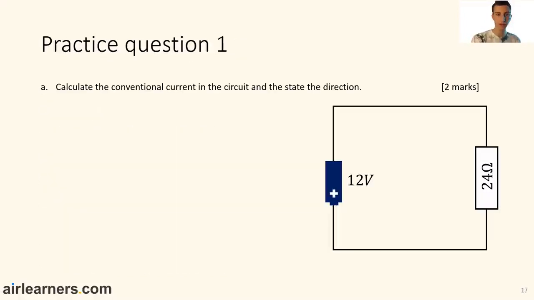We'll move on to a practice question. Very first one: calculate the conventional current in the circuit and state its direction. A couple of marks, should definitely not take you any longer than 2 minutes. So have a go at that.